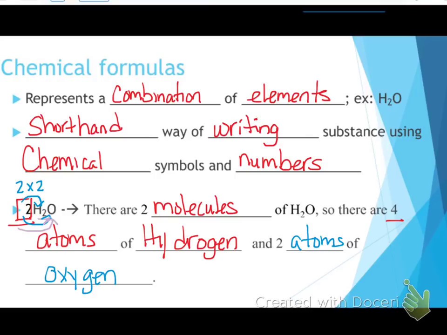The element itself is like 1. It's understood that there's 1 of those. So unless there is a subscript or a coefficient with it, you know that there's 1 of that atom. And you know 2 times 1 is 2.